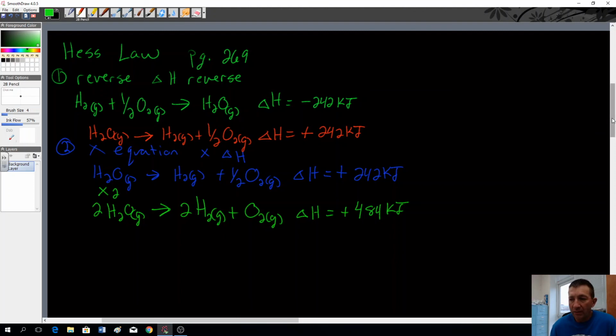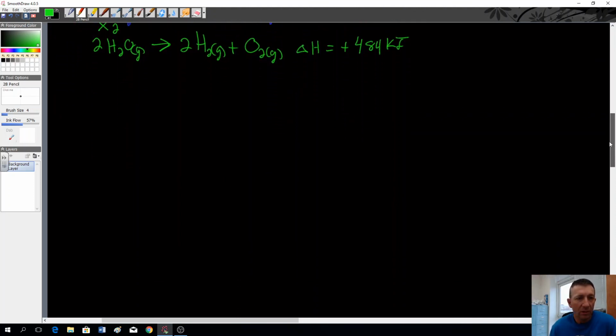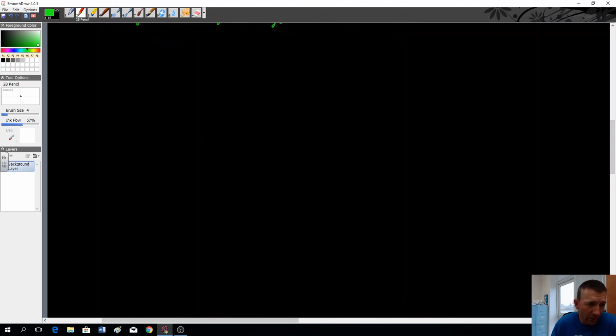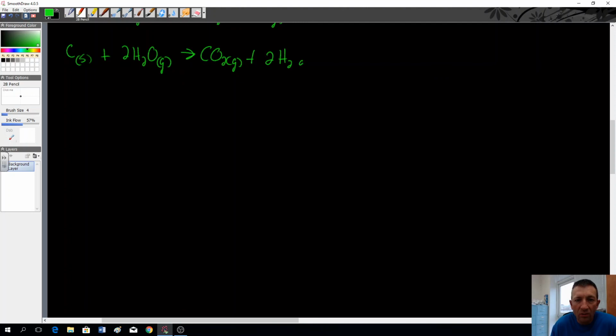Those are important things to remember when we're doing Hess's law. Now I'm going to give you an equation and we're going to combine it. So here's the equation: solid carbon plus 2 H2O gas goes to make CO2 gas plus 2 H2 gas.